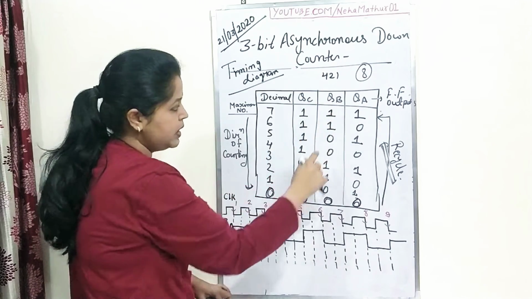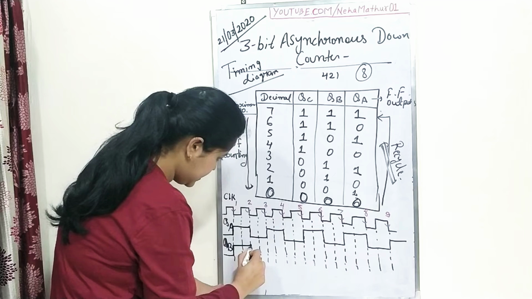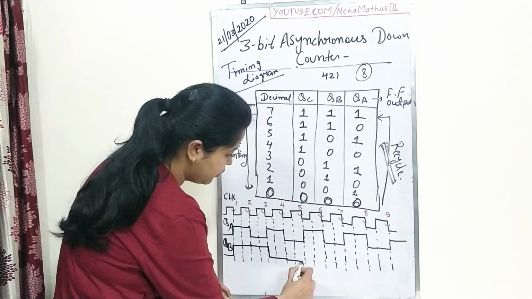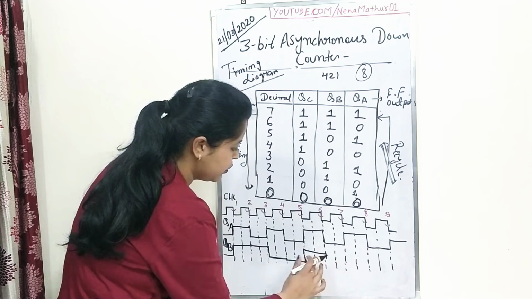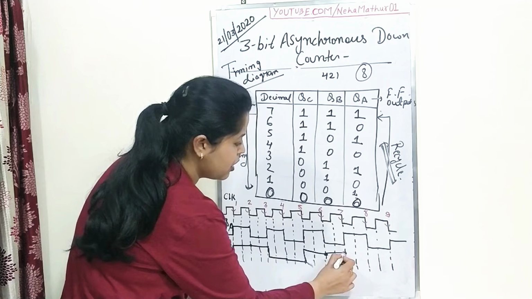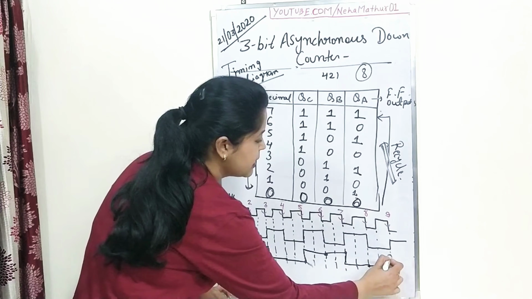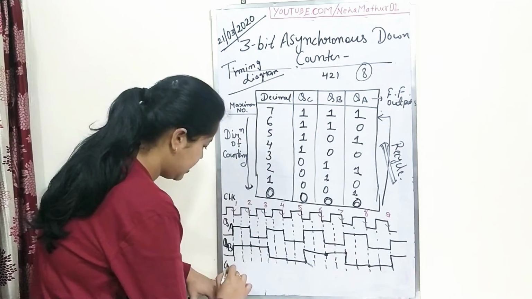Fine. For QB it will be 1, 1. So for the first and second clock it will be 1, 1. For the third and fourth clock it will be 0, 0. Again for the fifth and sixth clock it will be 1. For the seventh and eighth clock it will be 0. This is the representation of QB.